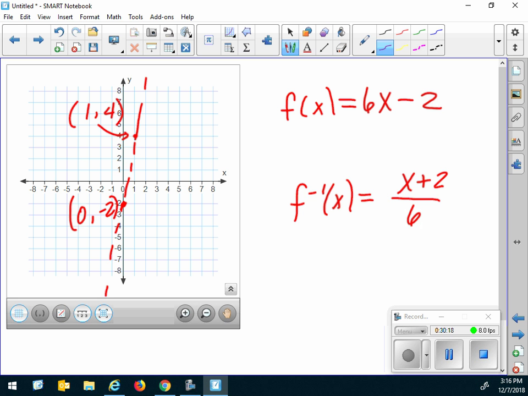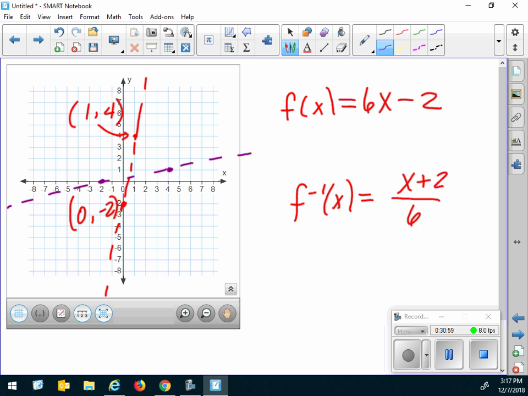Can you come up with 2 points now that you are sure are on the inverse of that? No. 4, 1. Just switch the x and y. So switch the x and y. This would be, if you switch the x and y, this would be 4, 1. And if you switch the x and y, this would be, there's the inverse. Are they perpendicular? No, that's a great question. Those are not perpendicular. Okay.